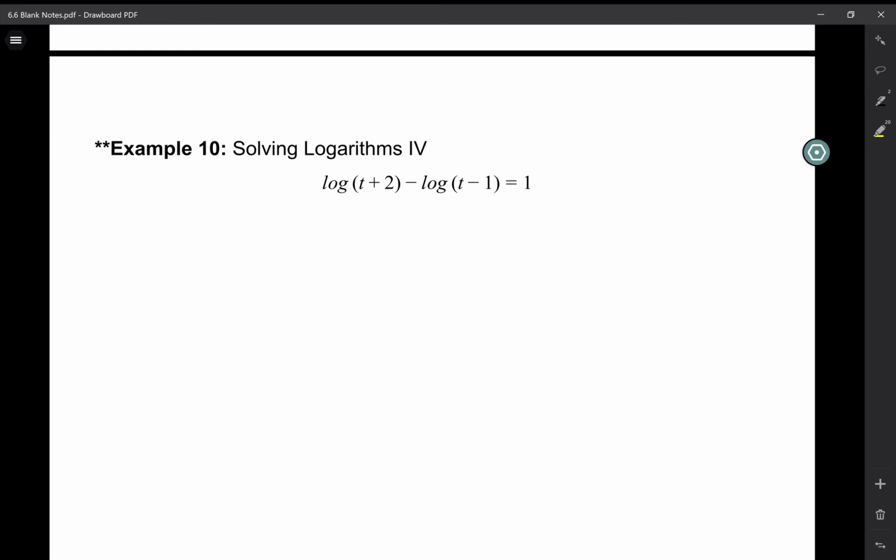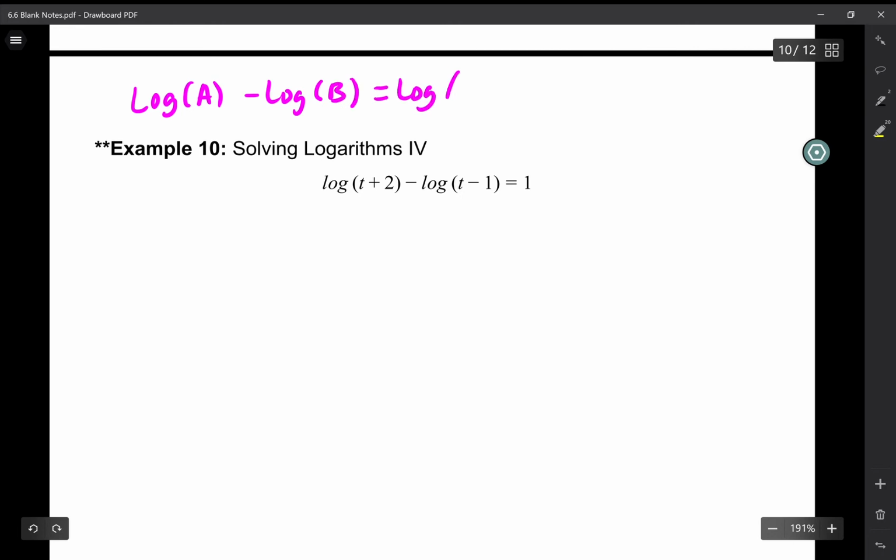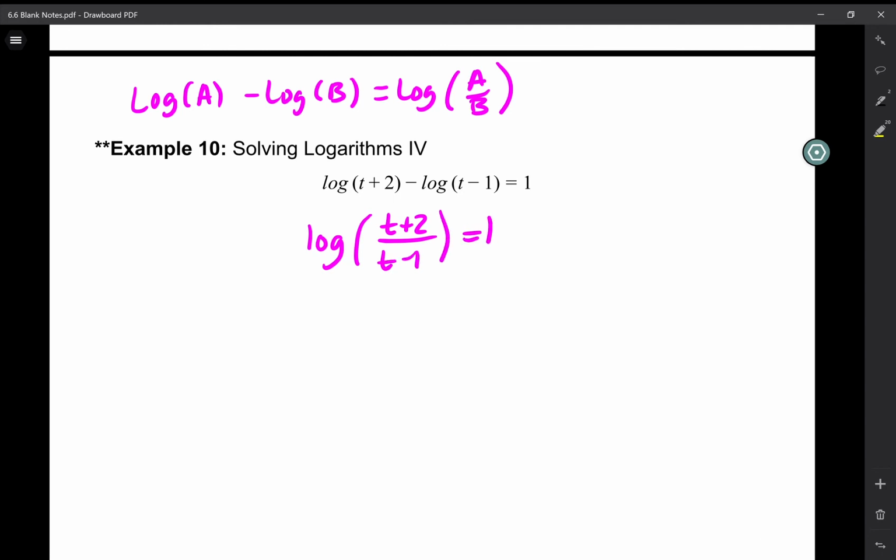All right, hopefully that went well. Let's review the property. The property is log of A minus log of B equals log of A over B. Applying that to this problem gives me log of t plus 2 over t minus 1 equals 1. Now we have a single logarithm. We can switch it to exponential form. Again, we're base 10. 10 to the 1 equals t plus 2 over t minus 1.